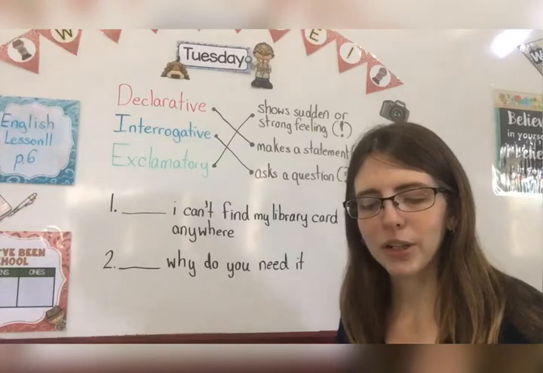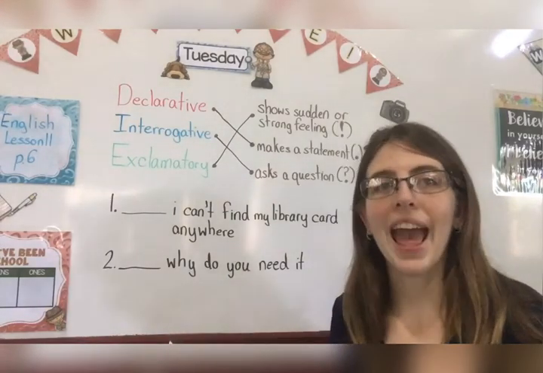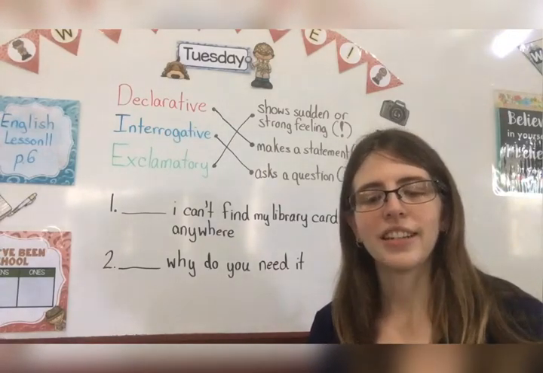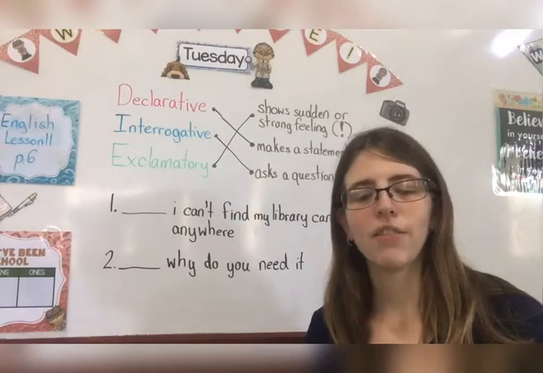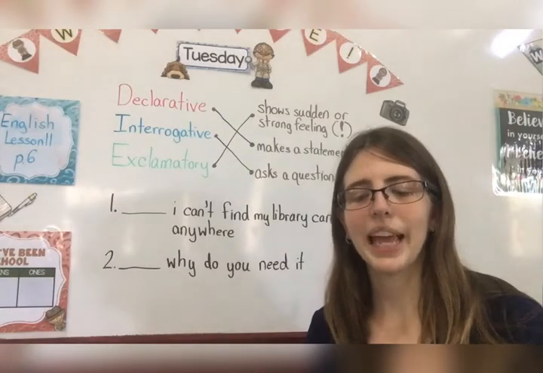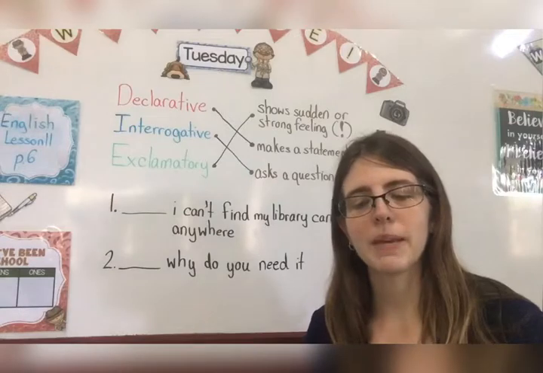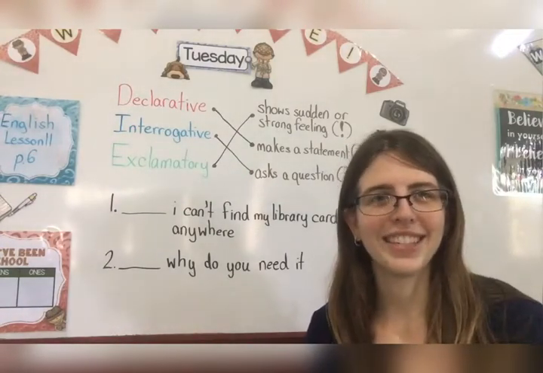Okay, now we're going to work on your page together. So let's start with Remember A. It says, identify each sentence by writing dec for declarative, int for interrogative, or x for exclamatory in the blank. Use proofreader's marks to mark which letters should be capital letters and to add punctuation to the end of the sentence.